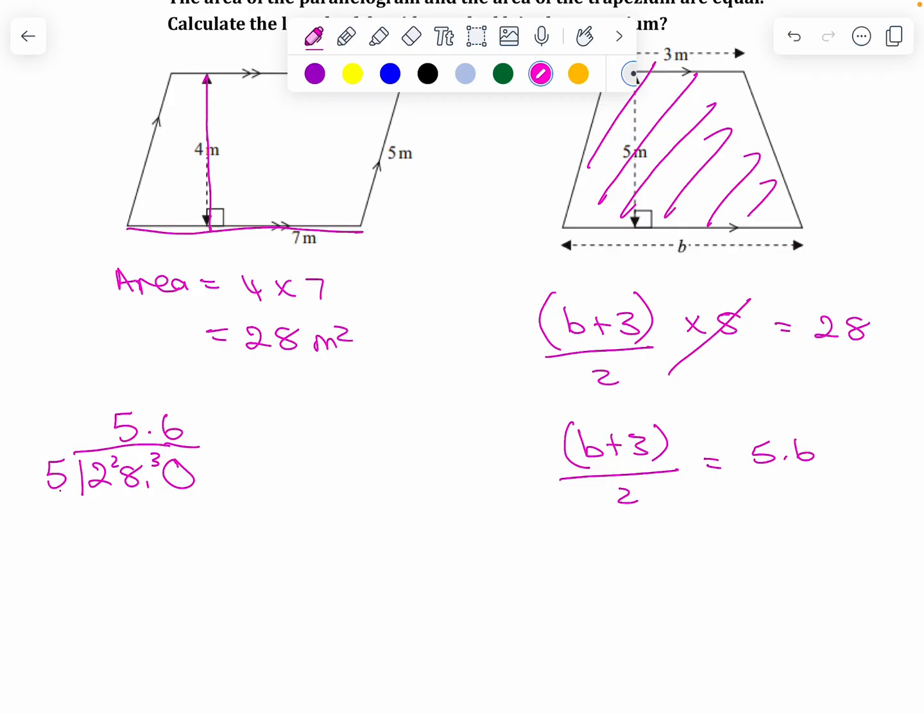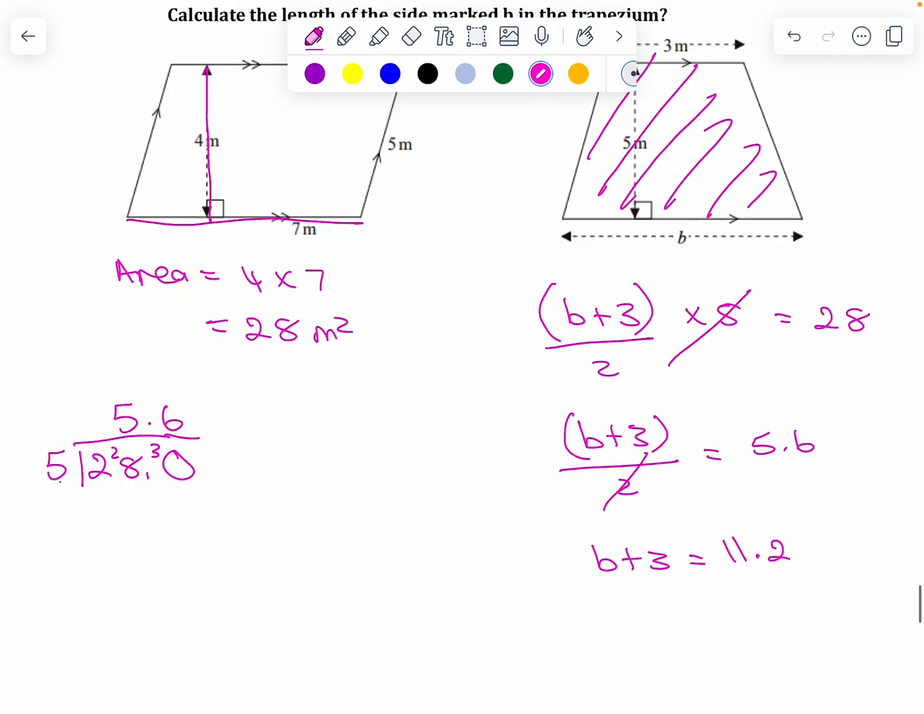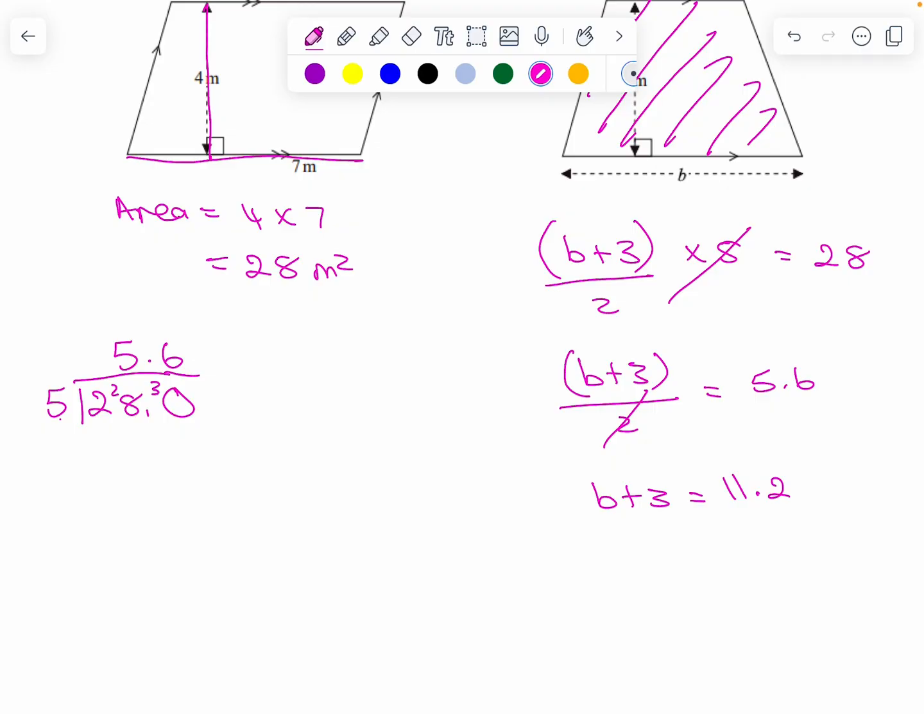Next, I'm going to double it to get rid of the divide by 2. So I'm going to times by 2. And 5.6 times by 2 is 11.2. So b plus 3 equals 11.2. Then I'm finally going to undo the plus 3 by taking away 3. That gives me 11.2 take away 3 is 8.2. So b must be 8.2. Okay, well done.